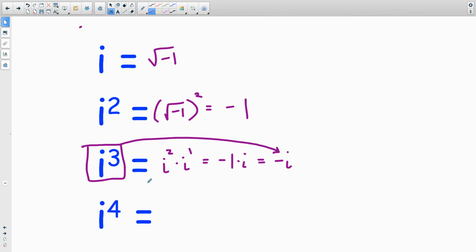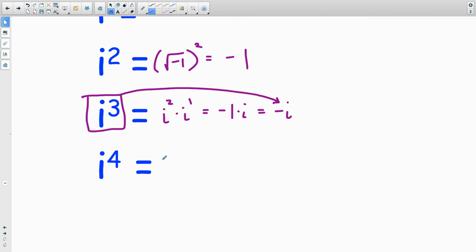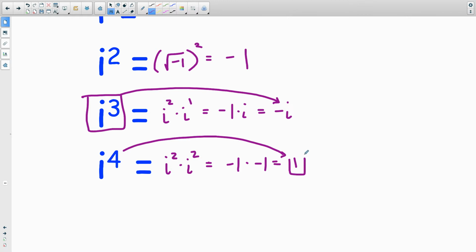So what does that make i to the fourth? i to the fourth could be written as i squared times i squared. If you're thinking, why didn't you write that as i cubed times i to the first like you did here? Well, here's why. Because what's i squared? i squared is -1. What's this i squared? Also -1. What's -1 times -1? +1. So i to the fourth is equivalent to 1.